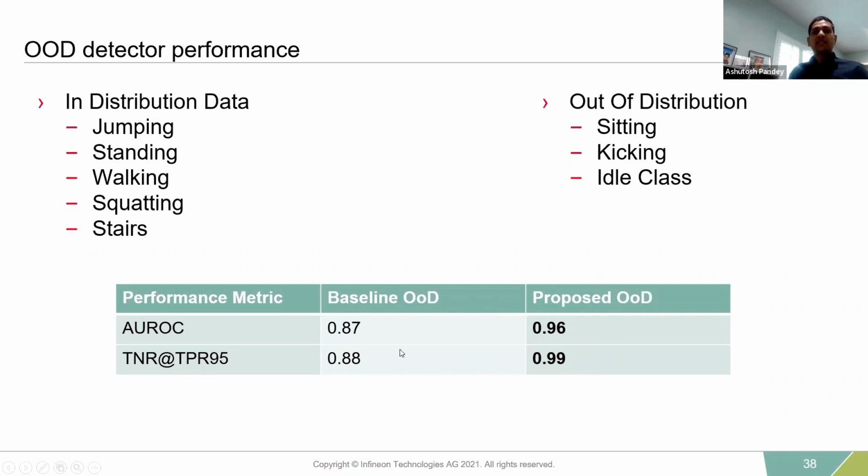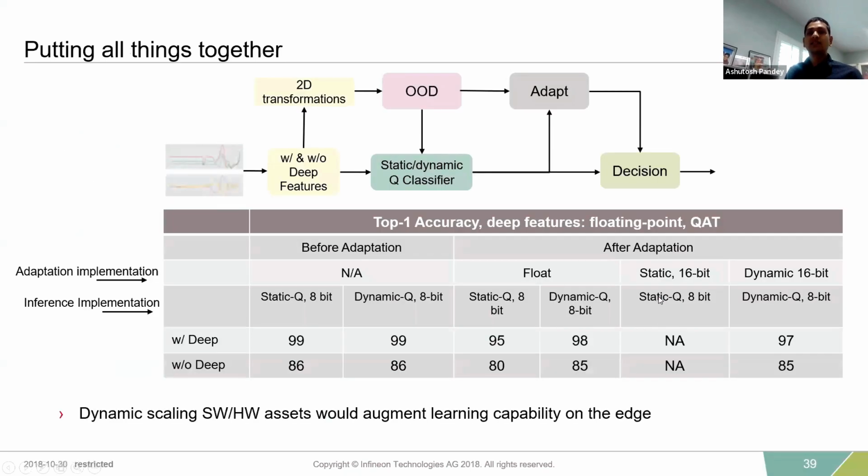I didn't go into detail on these metrics because they are well understood in this community, but the idea is higher is better. If you are familiar with the ROC curve, it goes something like this, and the sharper it is, the better it is. So you can clearly see that it's able to do a better job on dealing with out of distribution.